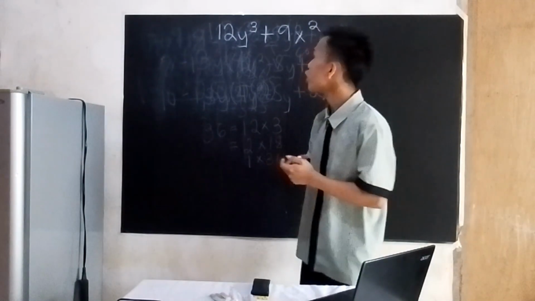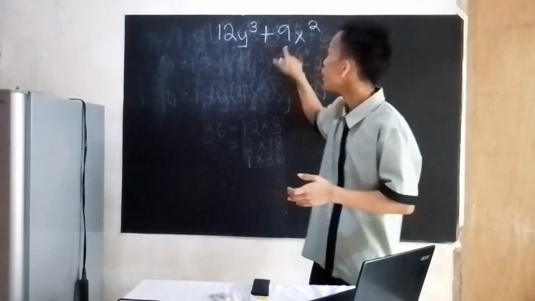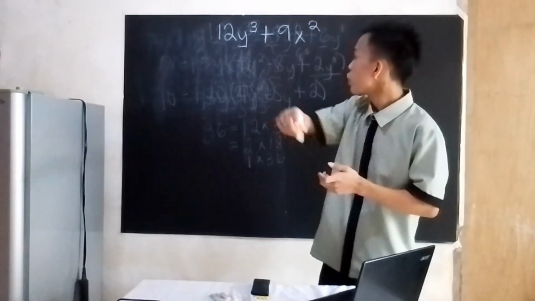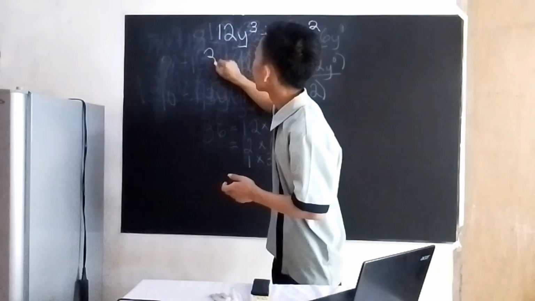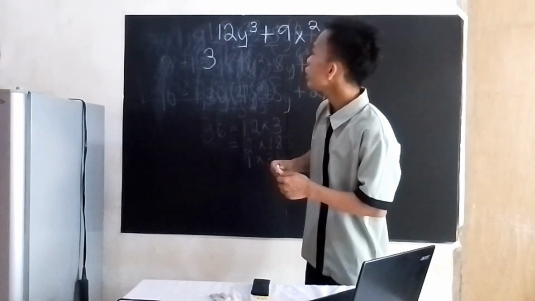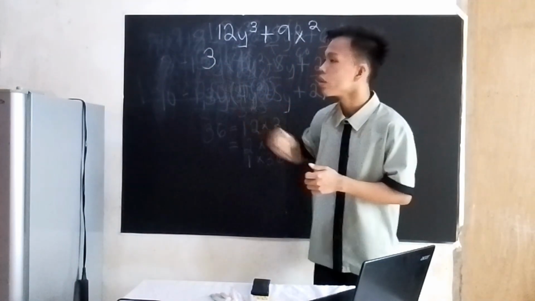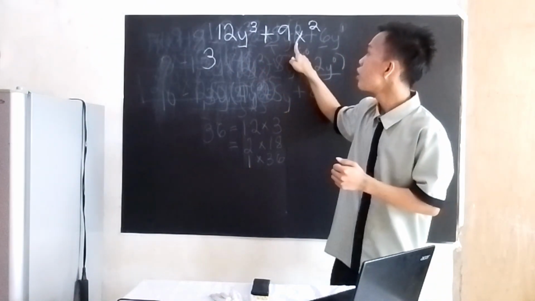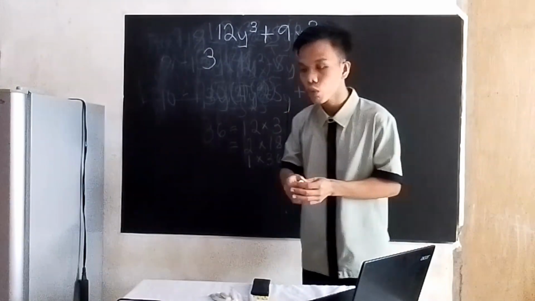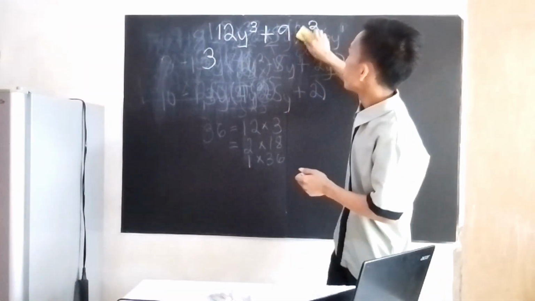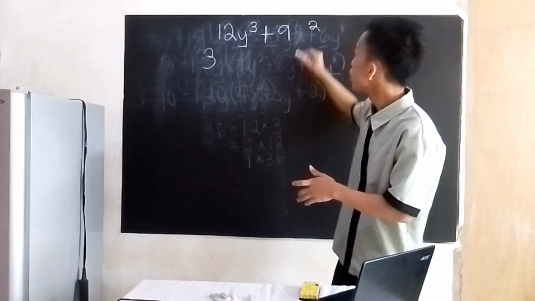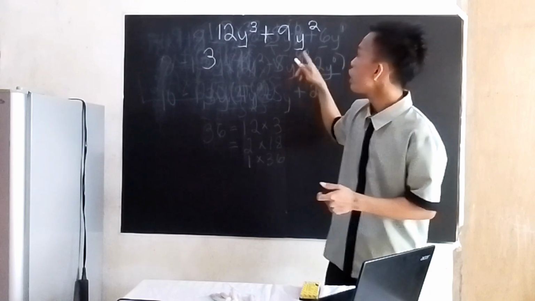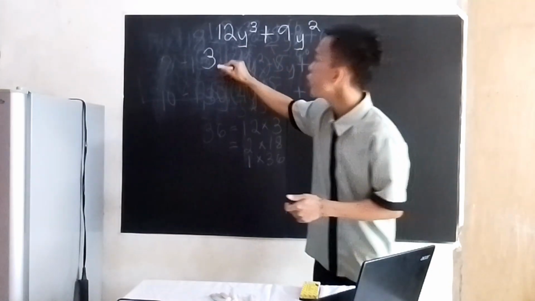So, what is that number that we can divide to 12 and 9? That's right, so that will be 3 multiplied by. So, are we done finding the common? Not yet, because they both have the same variable. So we are going to copy the variable.